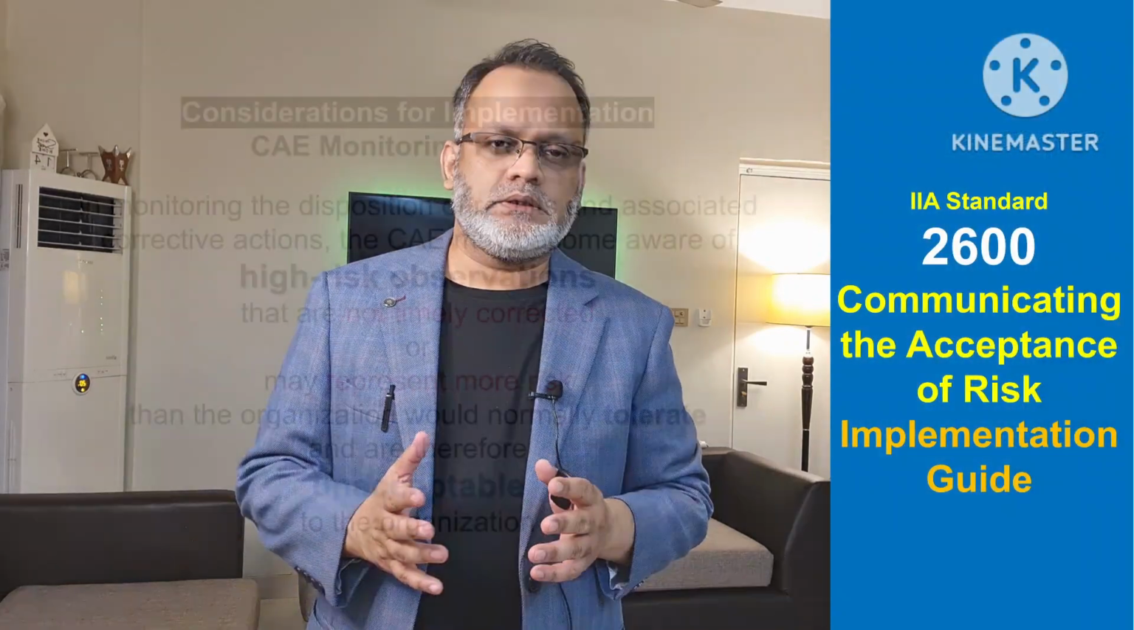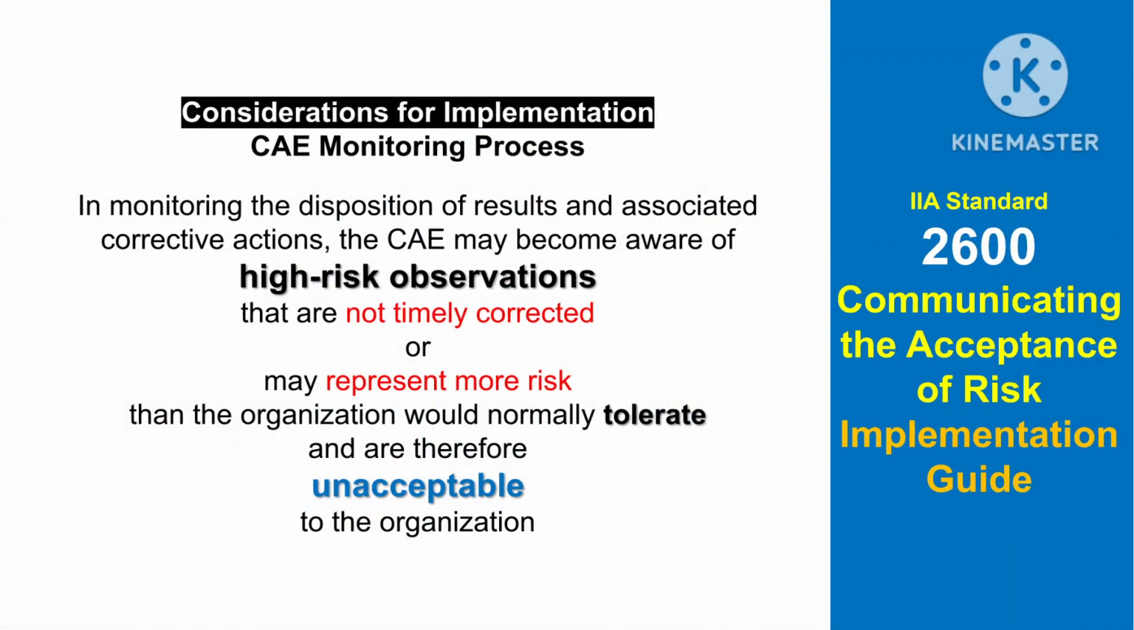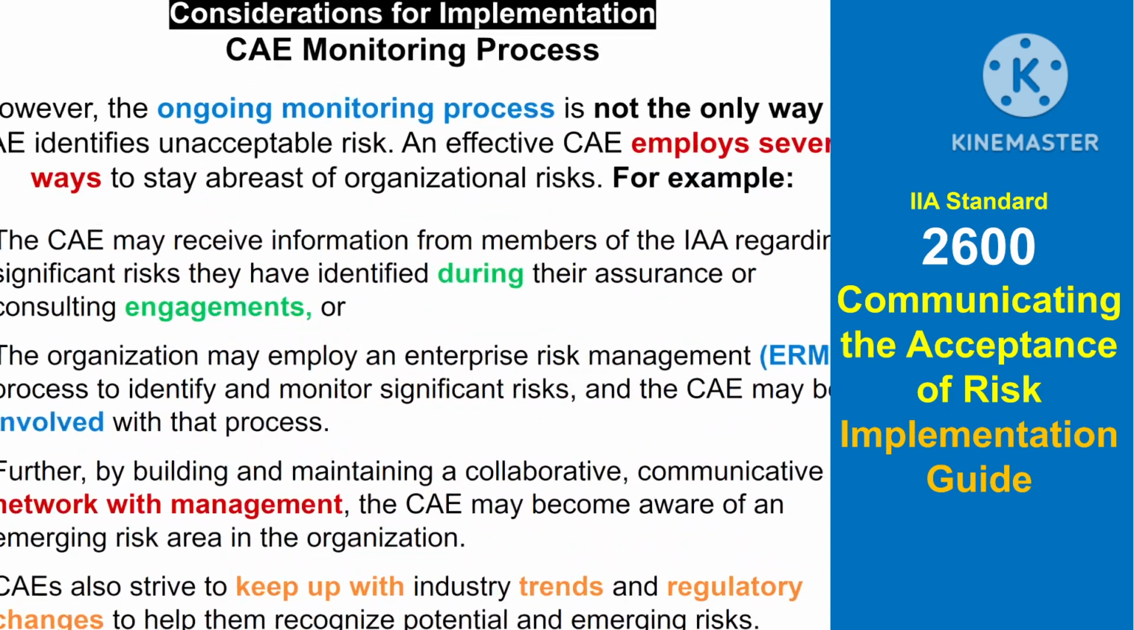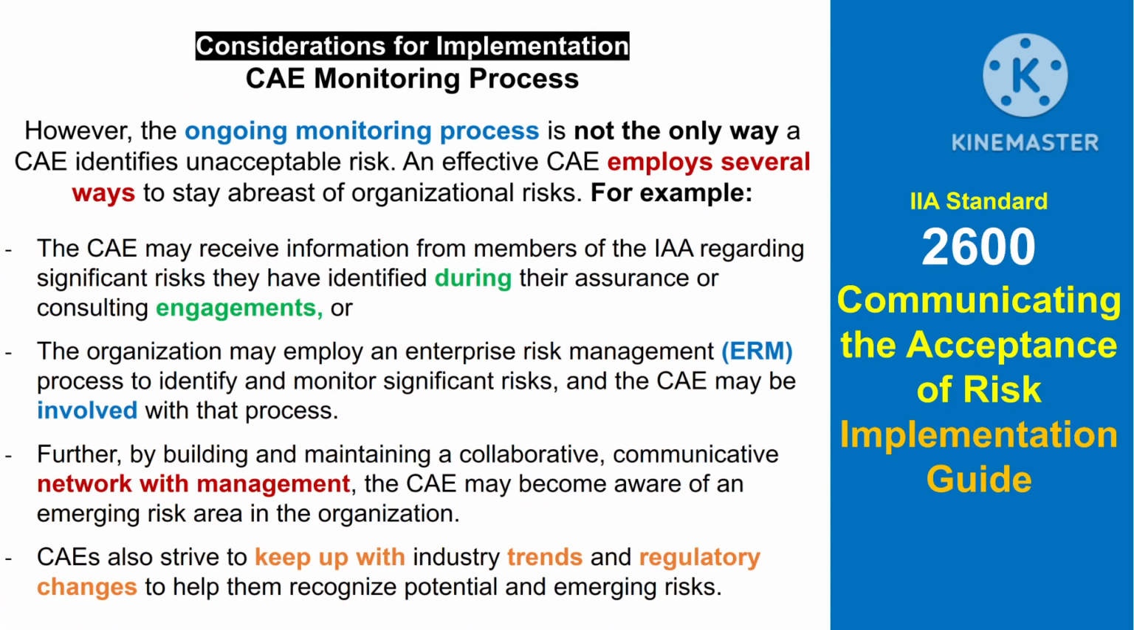In monitoring the disposition of the results and the corrective actions taken by the management, the chief audit executive may become aware of high risk observations that are not timely corrected or may represent more risk or higher risk than the organization would normally tolerate, and are therefore unacceptable to the organization. However, the ongoing monitoring process is not the only way a chief audit executive identifies unacceptable risk.